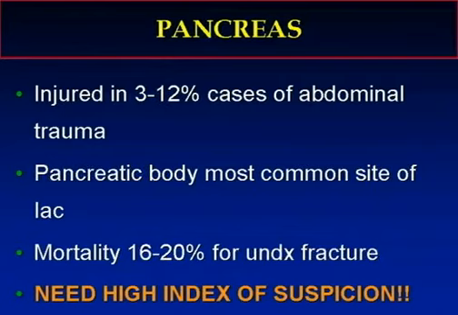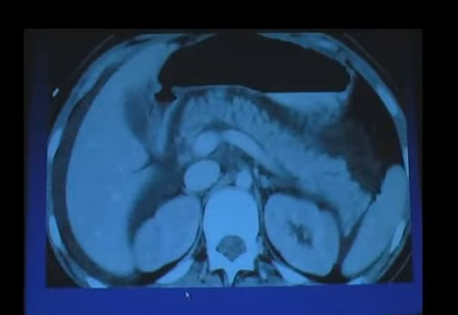Mortality is extremely high, 16 to 20% for undiagnosed fractures, so you really want to have a very high index of suspicion when you're looking at the pancreas in patients who have had trauma. And this is a characteristic appearance. You can see this linear low-density laceration traversing the pancreatic body in this case, and this is one of the very, very important clues that you're going to look for.